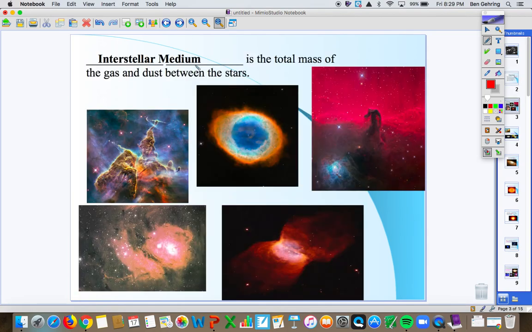But all right, to start with, stars form from what we call interstellar medium. Interstellar being between, stellar referring to stars, medium being space. So this is the total mass of gas and dust between stars. So between our sun and the next closest star, which I believe is Alpha Centauri or Proxima Centauri, everything in between those two is known as interstellar medium. Everything gas and dust wise in between there is interstellar medium.